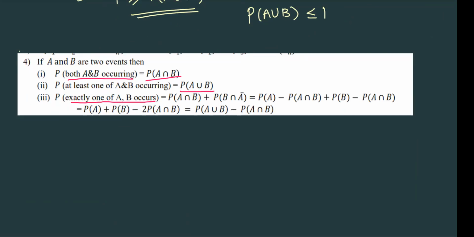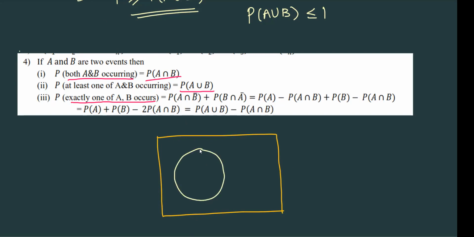Probability of exactly one of A and B occurring. How will that be? A occurs but not B, plus B occurs but not A. So A but not B means this region A, which does not include B. And then B but not A is this region. A but not B, B but not A.